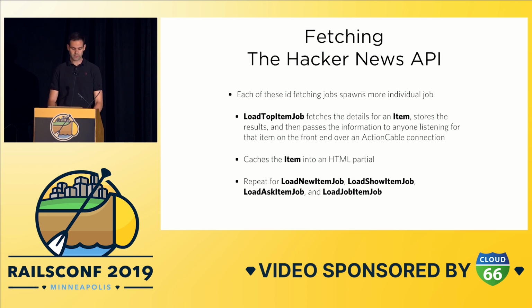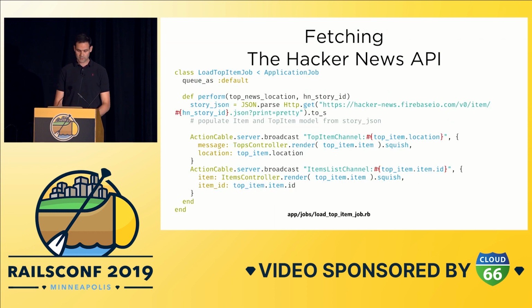And then again, we repeat this for the load new items, the load show items, the load ask items, and the load job items. And so this is the code. I cut out a little bit of it around populating the item. But we're going to the API, getting the data back as a JSON feed. It gets stuck into an ActiveRecord model for the item and an associated top item. And then we just push those changes over ActionCable to whoever is listening. And the rendering in the message that we send is, again, going to render that HTML and also store that data in the cache so it's used elsewhere.